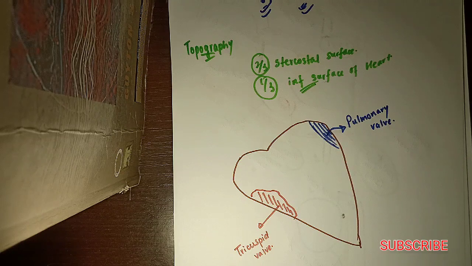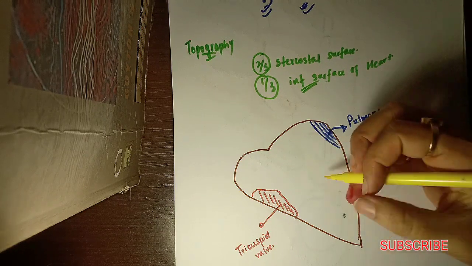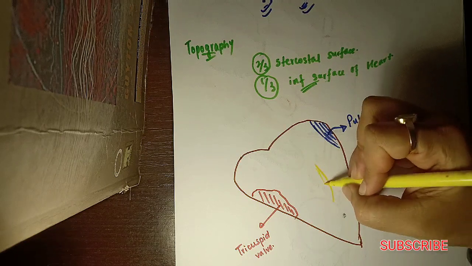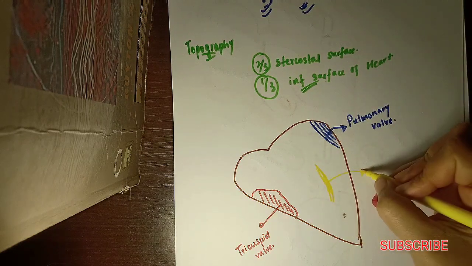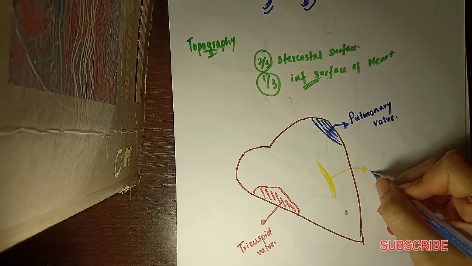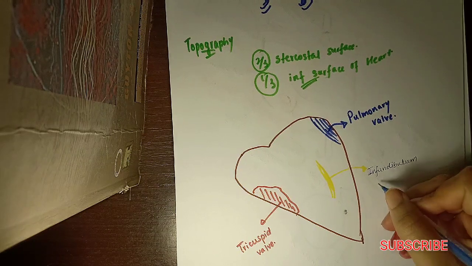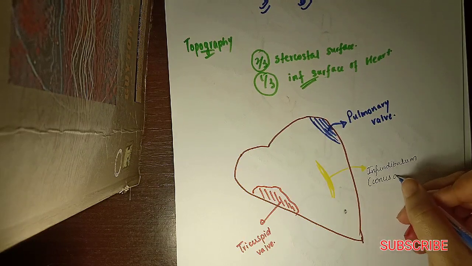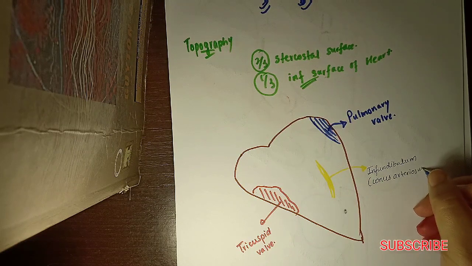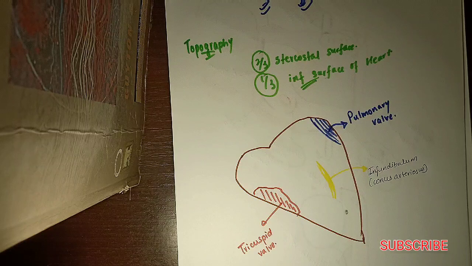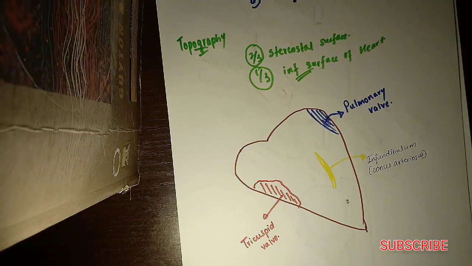Here the most important question is where the infundibulum is located and what is another name of the infundibulum. This part is known as the infundibulum, and it is also known as the conus arteriosus.